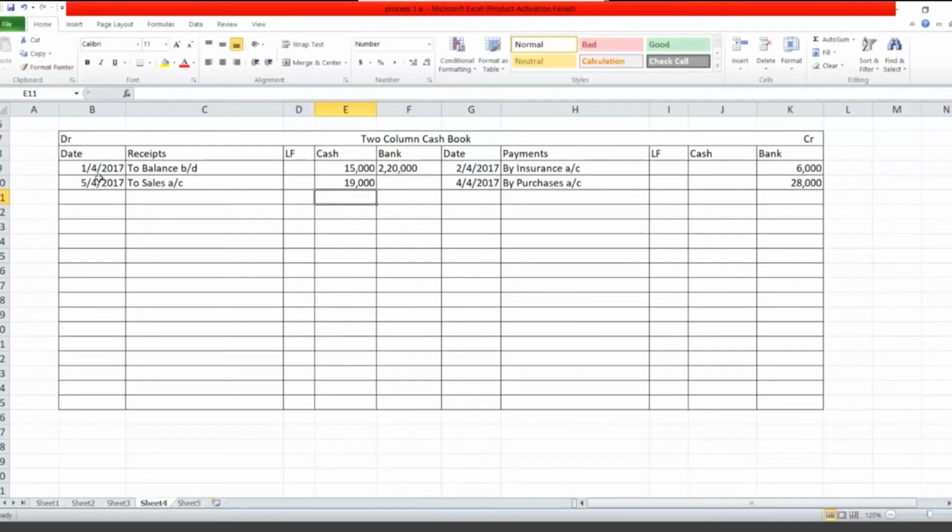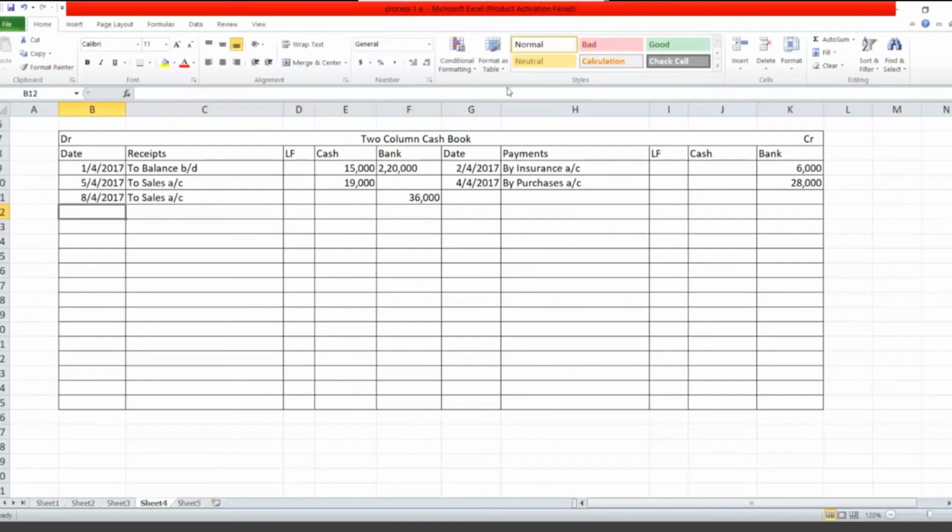Next, on 8th, sold goods to Modi and got the amount transferred to our bank. So we have sold goods to Modi. What was the date? On 8th. We have sold goods to Modi and we received it immediately, so I will be writing to sales account, and that is transferred directly to the bank. So I can write down in the bank column. If it is a check, again I have to wait until it is deposited into the bank.